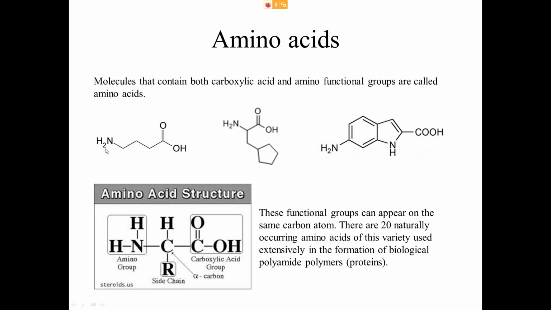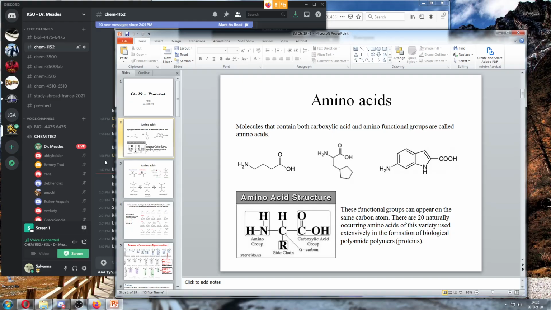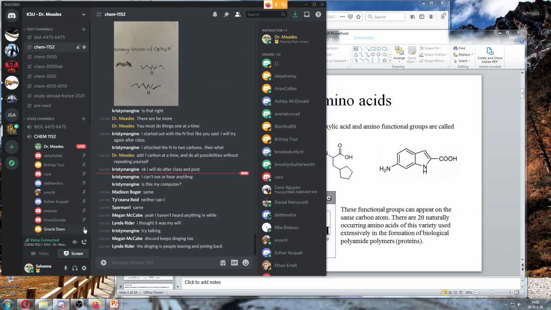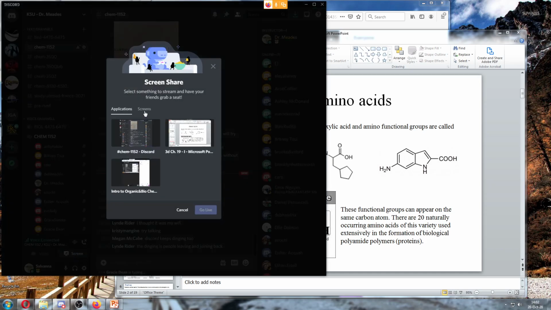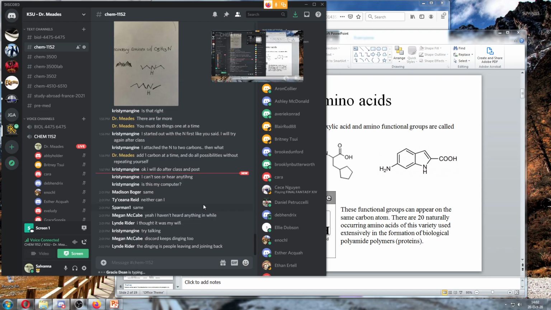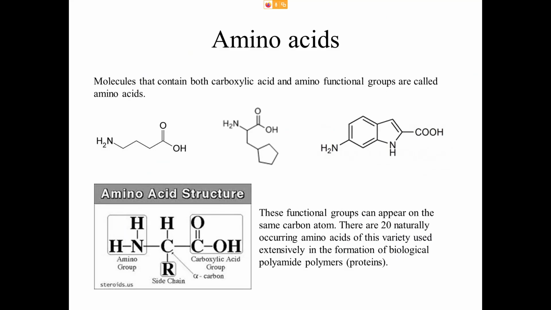Sorry. Nobody can see the screen. It's completely black for everyone on the Discord. Let's try that again. We couldn't hear whatever you said after you said we're introducing proteins. Okay, let's try it again. All right, how about now? I can see it now. Okay, excellent. All right, let's continue.